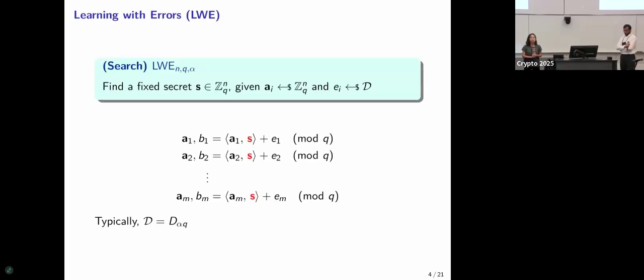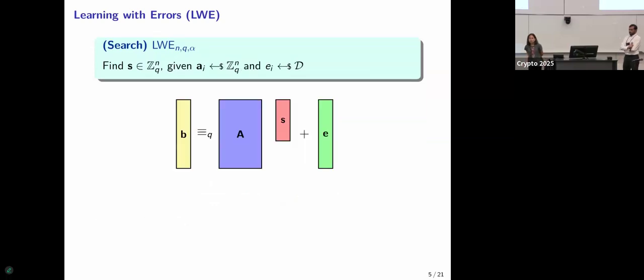So first, let me quickly introduce learning with errors. The first version of learning with errors is to recover a secret s in Z_q^n given a linear system that you have seen here, where a_i is uniformly sampled from Z_q^n and the scalar error e_i is from some distribution. Typically, the error distribution is the discrete Gaussian distribution.